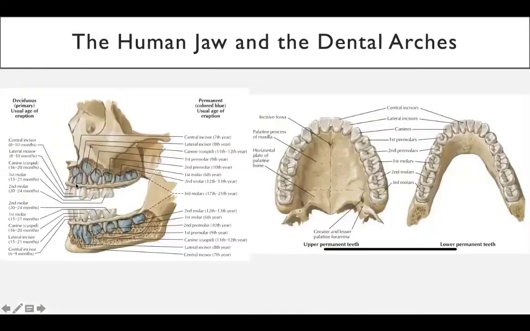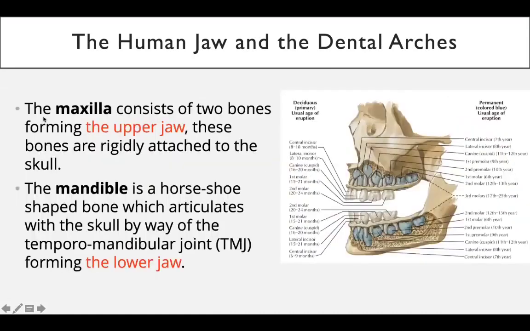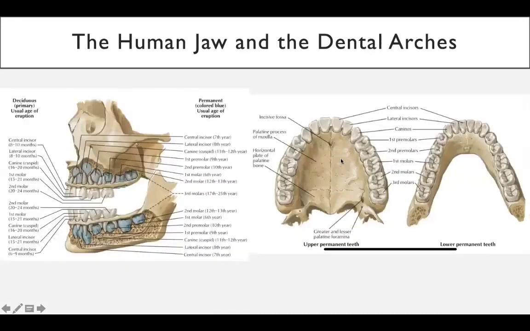Okay, so as you see on the left side, we have a jaw, the lateral view, and upper and lower jaws. This is upper because it has palate, hard palate, bony palate, and then this is lower jaw, and these are the teeth in the socket in the alveolar bone. So the maxilla consists of two bones forming the upper jaw. These bones are rigidly attached to the skull. So the maxilla has two bones which are known as palatine process of maxilla, followed by this suture.